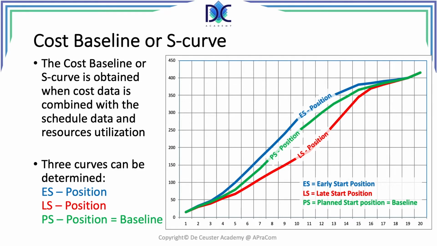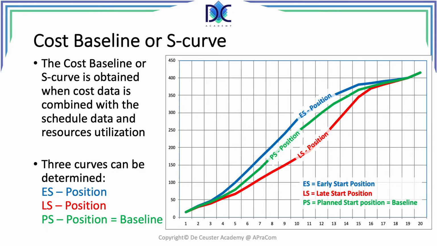Here we see the three S-curves. The blue S-curve is the early start position. Here all the activities start in their early start position. We see that the money is spent according to this curve over time. The late start position in red is the second possible extreme solution where all the activities are in their late start position, and we see compared to the blue curve that in the red curve the money is spent later.